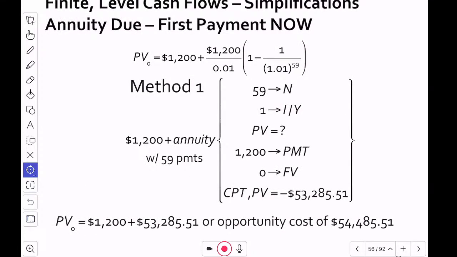This is the first method. What I could do is say there are 59 annuity payments, and then I can't forget I have to add in the first one. So that's one way to do this. A regular annuity and then add in this to get the final answer. So it's 59, one interest, 1,200, so let's do that together.